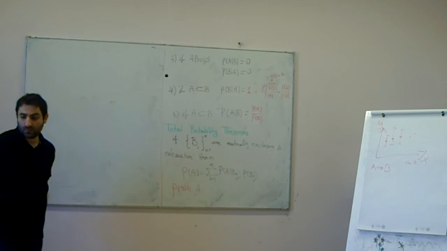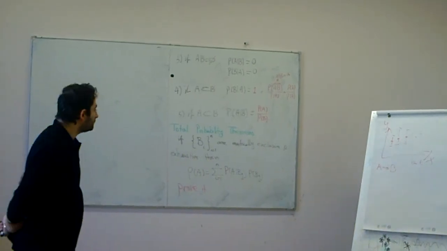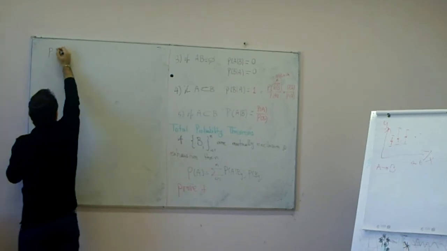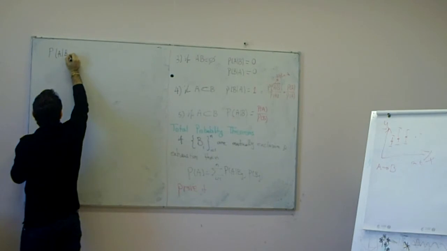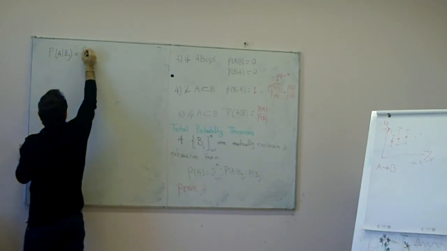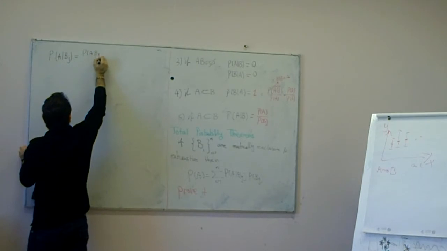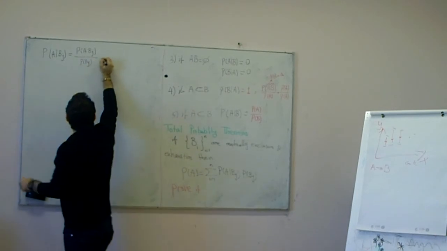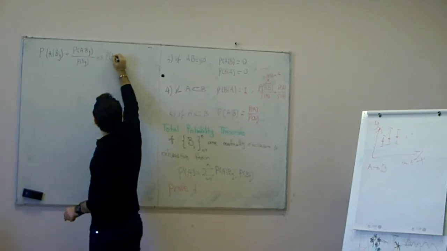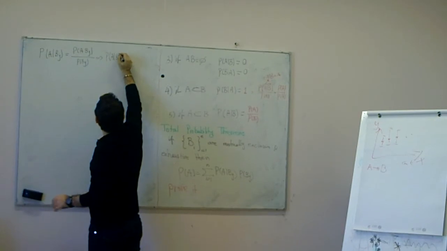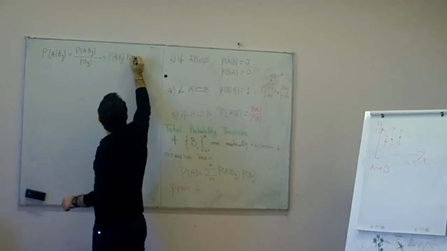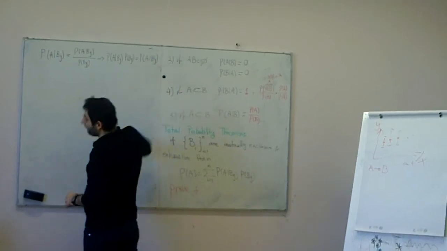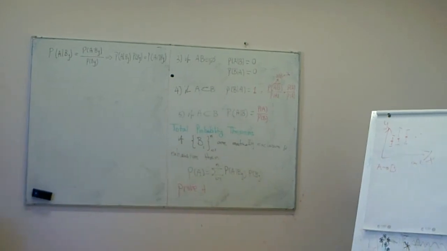So, from conditional probability, we remember that the probability of A given Bj means the probability of A intersection Bj divided by the probability of Bj. So, this means that the probability of A given Bj multiplied by P(Bj) itself is the probability of A intersected with Bj, right?